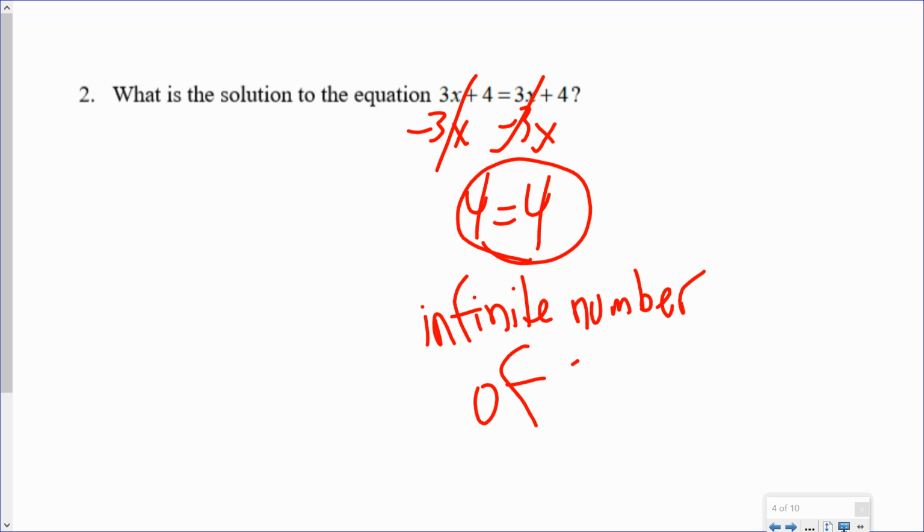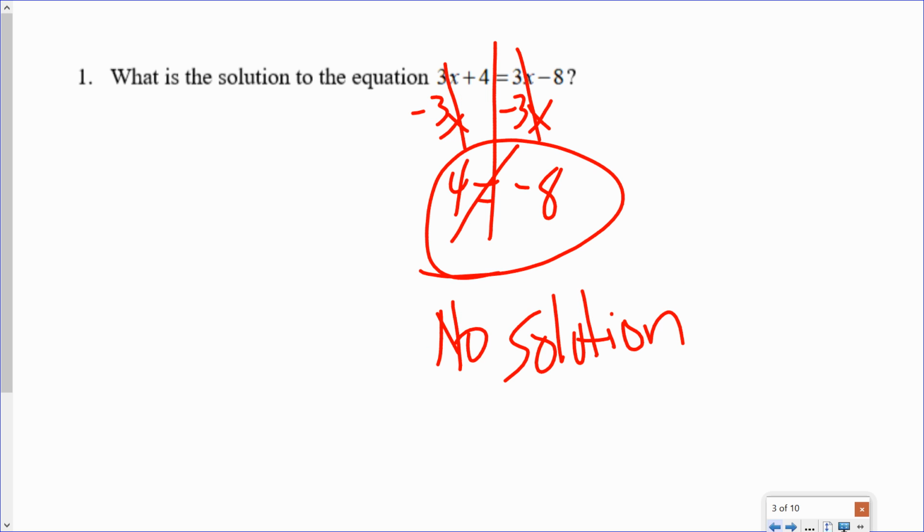So again, if the variables cancel out, it's either no solution or infinite solutions. If once the variable cancels out, the equation holds true, then it's infinite. If once it cancels out, the equation does not hold true, then it's no solution.